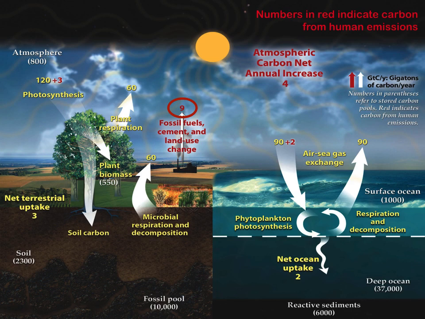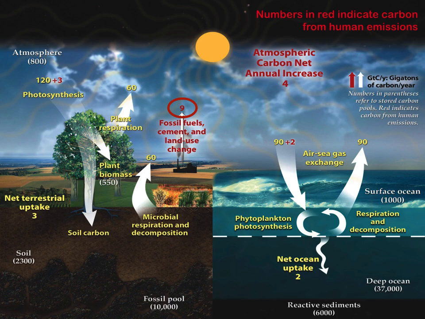So this diagram is showing the different pools of carbon. We just went over some of those. The numbers given in parentheses are the sizes of the pools in petagrams. And then the numbers in yellow are showing the fluxes, so the movement of carbon from one pool to the next. So you can see in the oceans, the air-sea gas exchange, 90 petagrams moving in each direction. Photosynthesis is responsible for fixing 120 gigatons per year of carbon, and so forth.